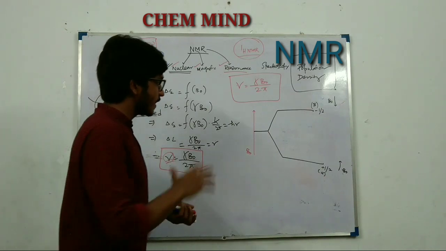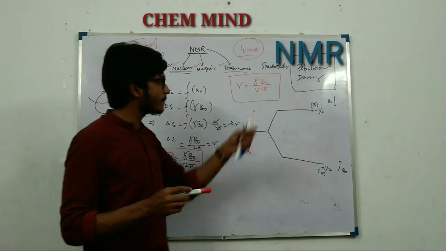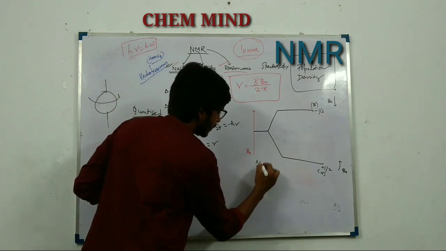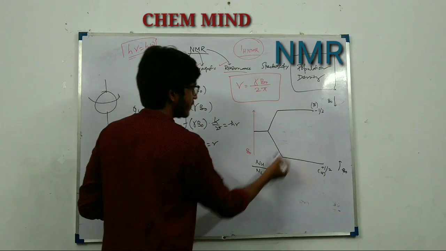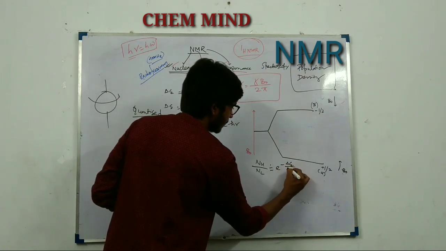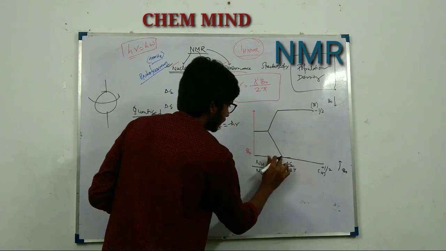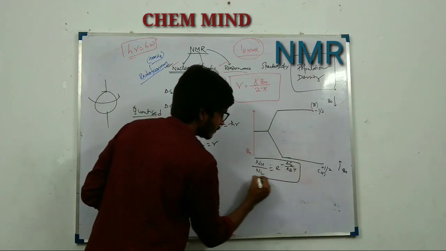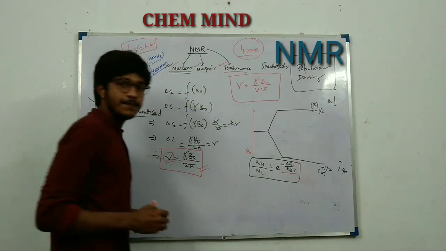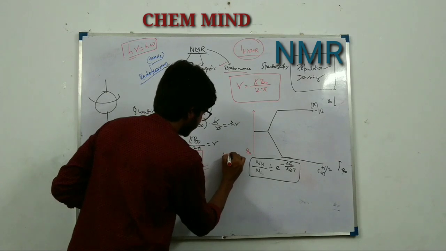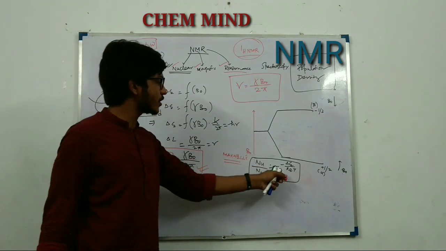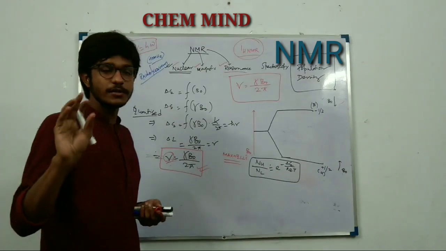So population density plays a crucial role, and for that reason the eminent scientist Maxwell put forward an equation: N upper by N lower, where N upper is the beta state and N lower is the alpha state, is equal to e to the power minus delta E by kB into T. That equation is very important, these are the Maxwell equations, and it is very important for getting the continuous absorption spectra.